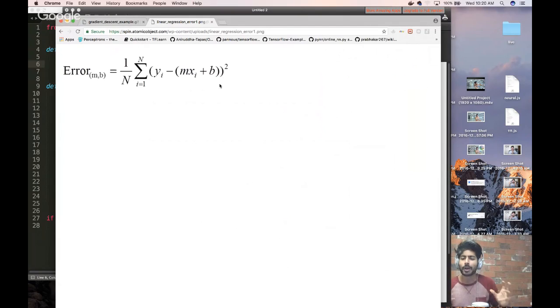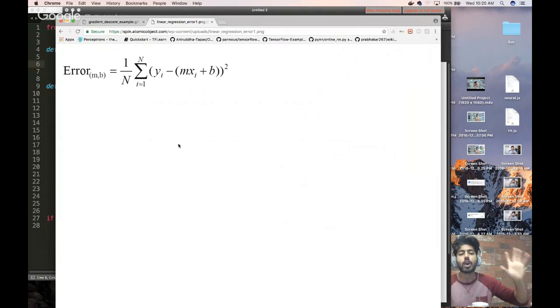Why are we squaring those values? First of all, because we want them to be positive. It doesn't really matter what the actual value is. It's more about the magnitude of those values, and we want to minimize that magnitude over time. So this is the equation for that.